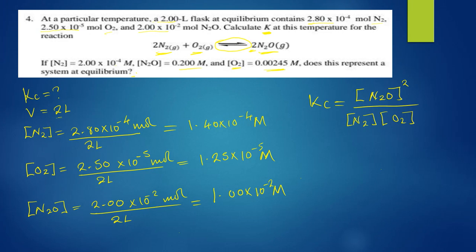And then for nitrogen you can see a 2 in front, that's a stoichiometric coefficient, so it must be raised to power 2. And then for oxygen there is no number in front of it, so same as 1, or just leave it like that. And then here we can substitute now.